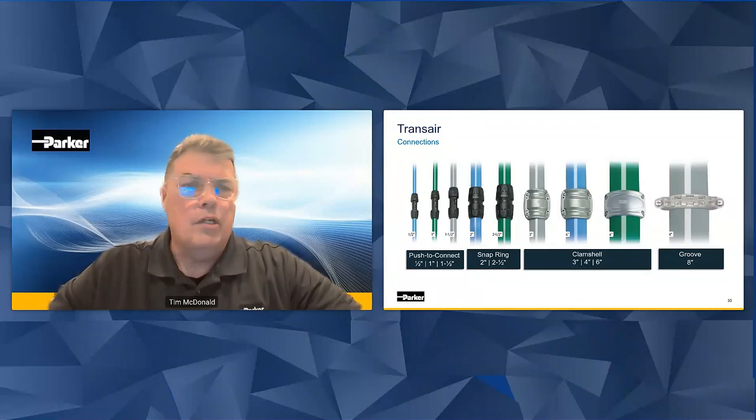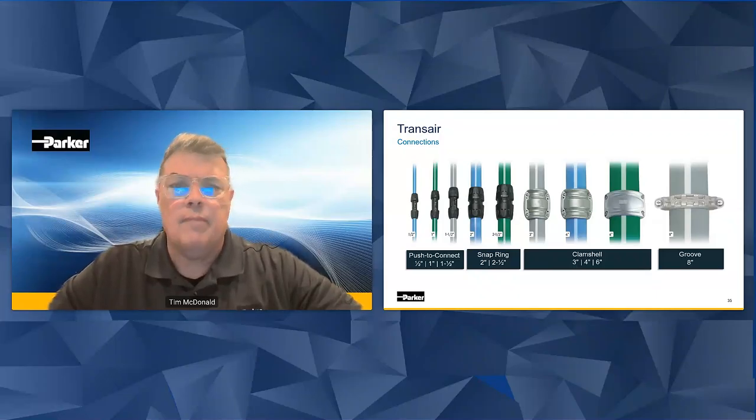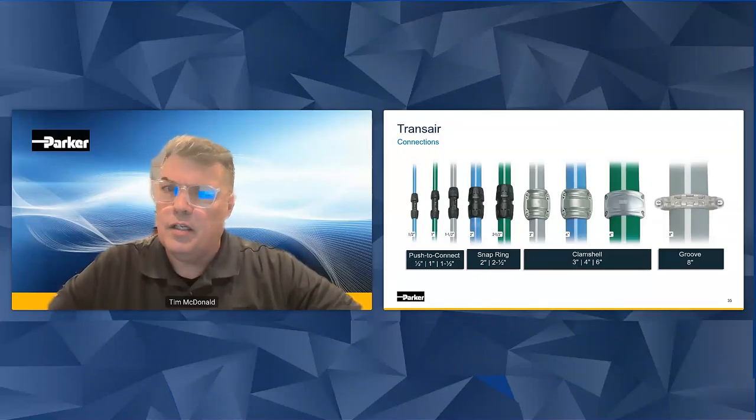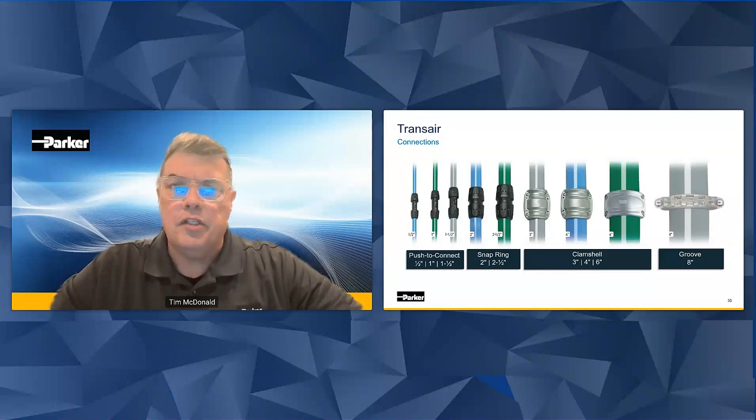Snap ring, we use a snap ring design on the end of the fitting for our 2 and 2.5 inch. Jody touched on clamshell. We use that for 3, 4, and 6 inch. And then for 8 inch, industry standard roll groove technology and fitting.